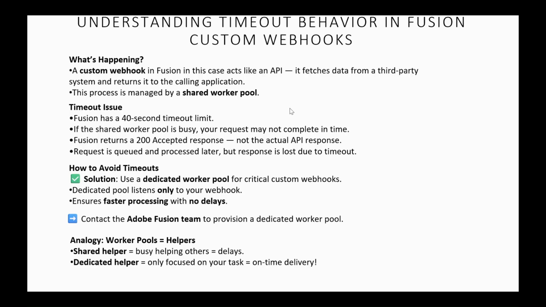Now, how can we avoid this? Let's say it's a critical API or a high priority custom webhook. How do we prevent timeouts? Simple: create, or let's say assign, a dedicated worker pool for this specific custom webhook. When you have a dedicated worker pool, it listens only to that webhook. So the requests are processed quickly, with no delays, because the worker isn't busy with other tasks, right?